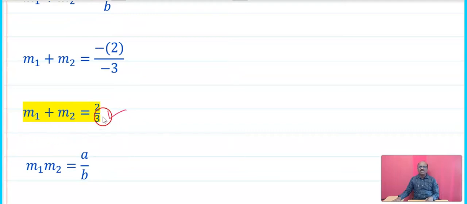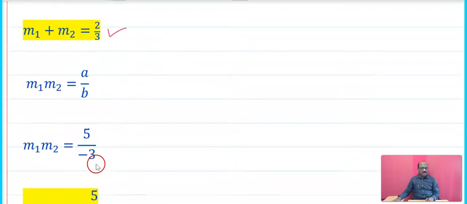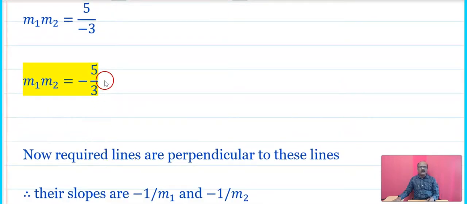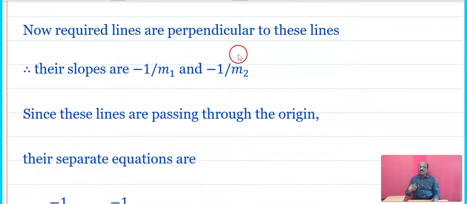Therefore m1 plus m2 is 2 by 3. m1 into m2 is a upon b. The value of a is 5 and b is minus 3. Overall you will get m1 into m2 is minus 5 by 3. Now the required lines are perpendicular to these lines. Therefore the slopes of our lines are minus 1 upon m1 and minus 1 upon m2.